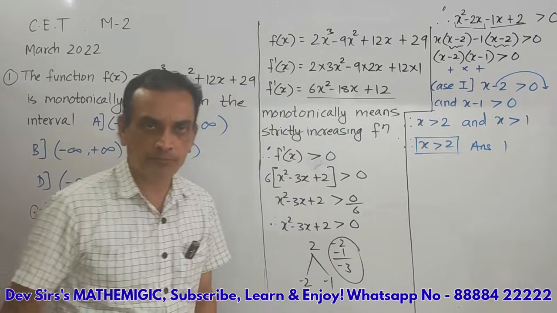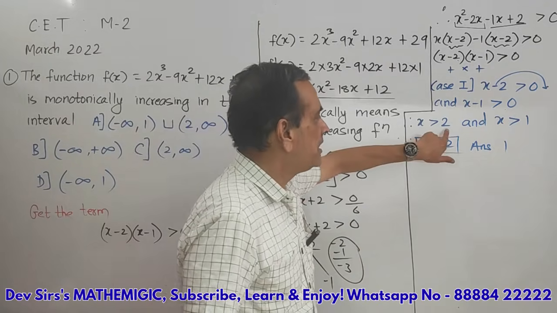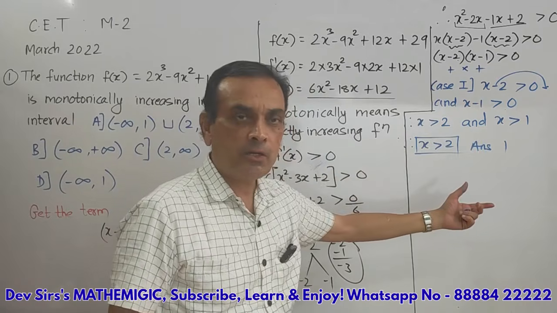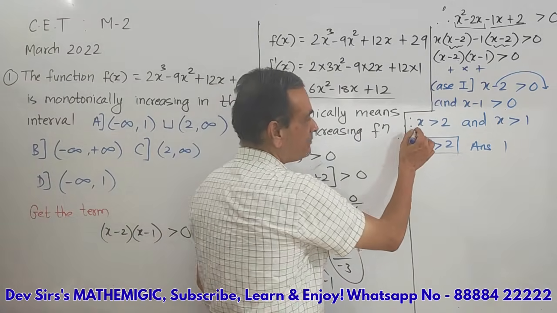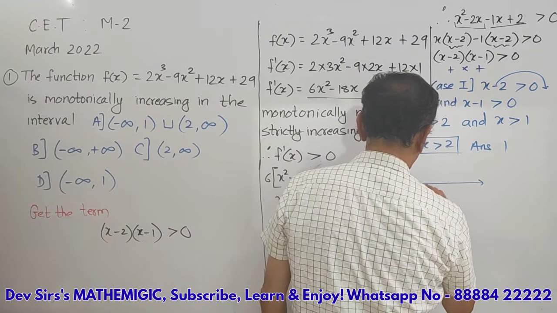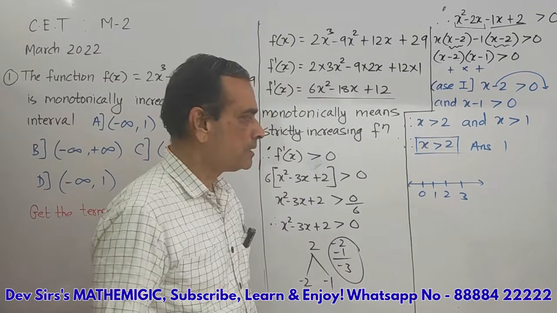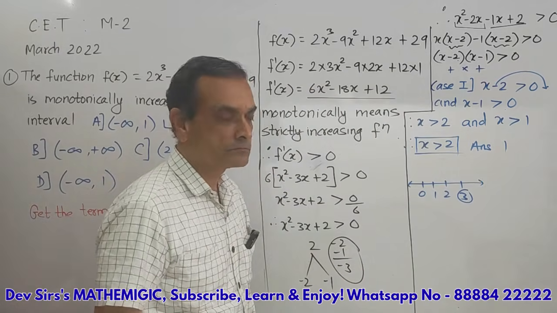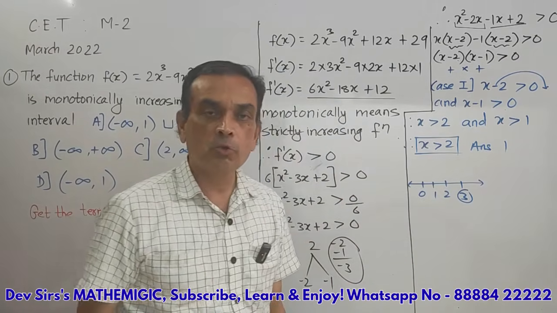Now you will ask why. In CET they will not ask why. You will ask why because when x is greater than 2, what is the meaning of this? Obviously x is greater than 1. For example, x greater than 2, if you draw the number line, x greater than 2 means suppose if you select 3. So 3 is greater than 1 obviously. So no need to write that.